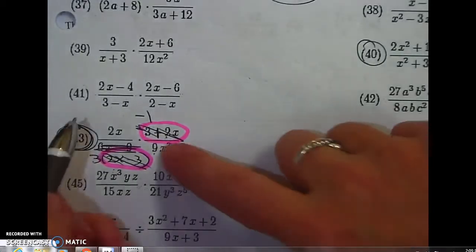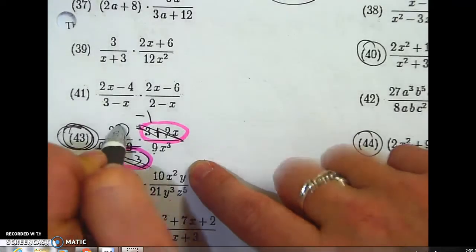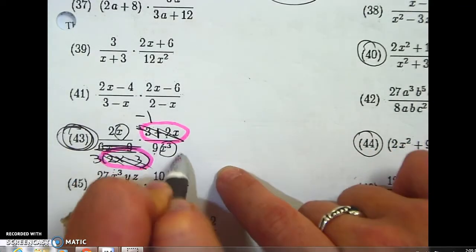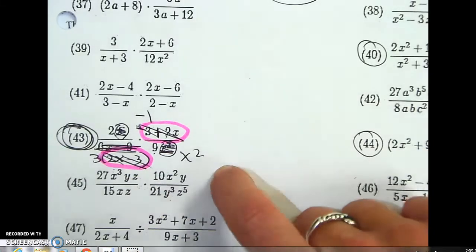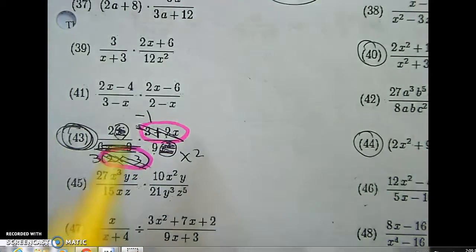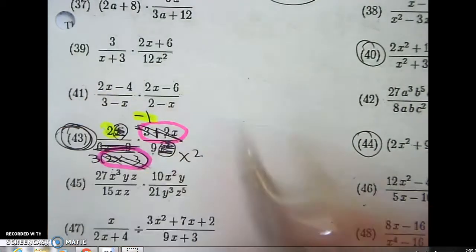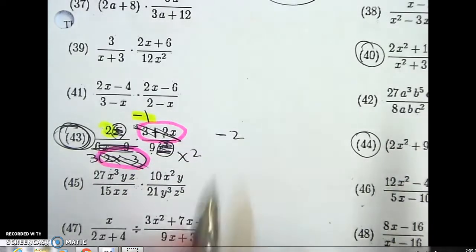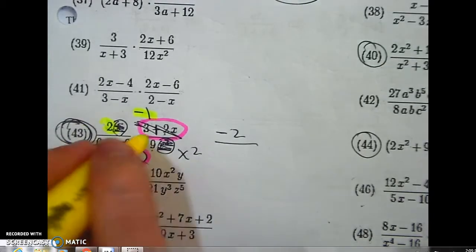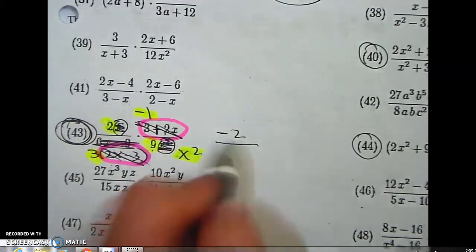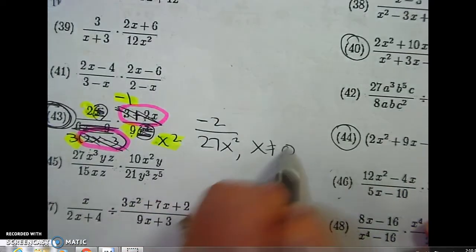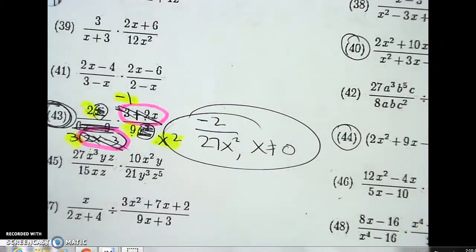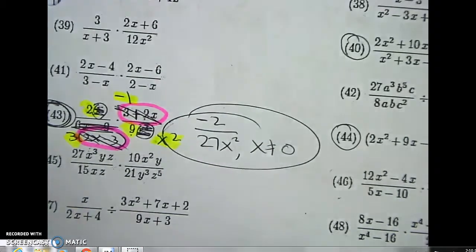So now I'm going to look through. I have 1x on top and 3 on the bottom. So I have 2 more on the bottom. And I think that's all I can do. Let me look. I'm left with a 2 and a negative 1 on top, which is negative 2. And then on the bottom, I'm left with a 3, a 9, and an x squared, which is 27x squared. Since I have an x in the denominator, I have to state a restriction where x cannot equal 0. Careful of 43. You know I'm putting that on the test.